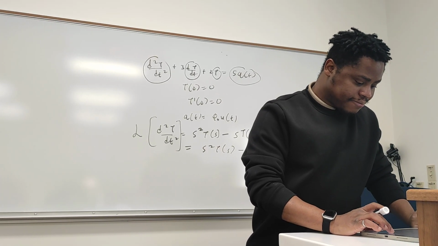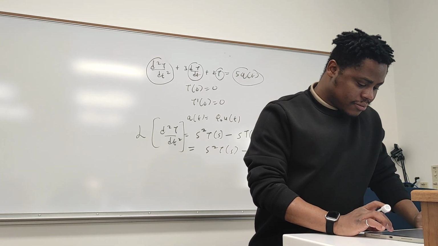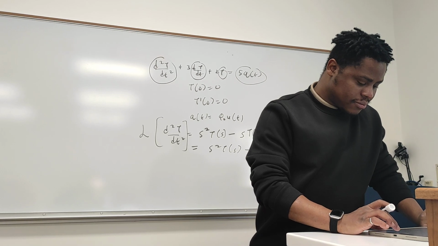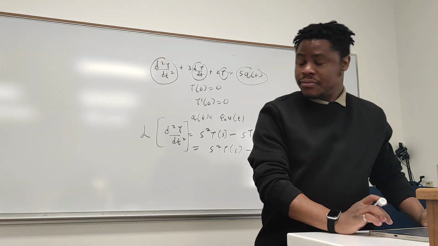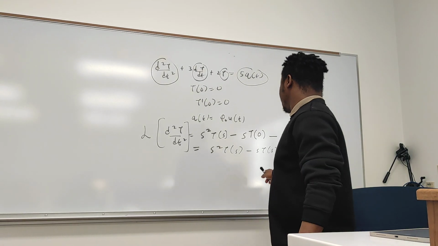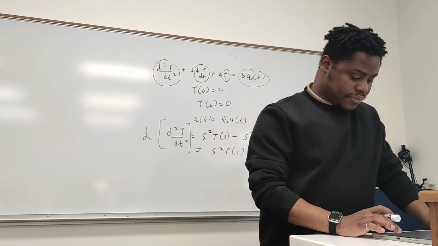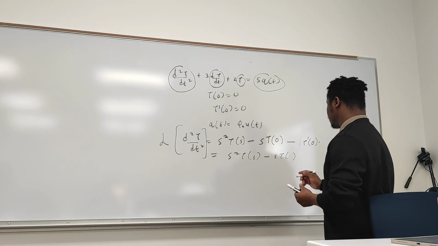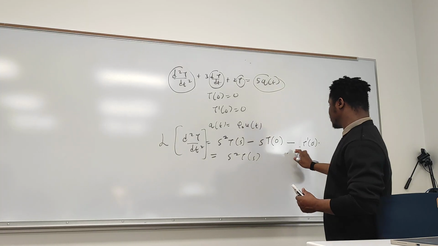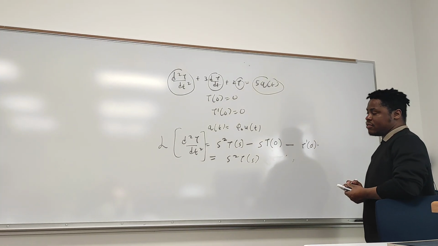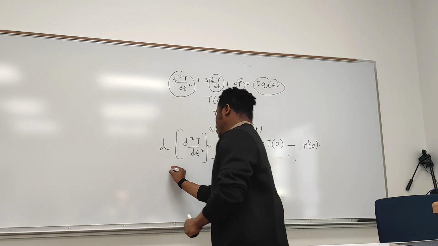Question. Is this tau prime of S or tau prime of 0? This one. So this is left with this because this is 0, this is 0. That's correct now, right? Okay, tell me what this is.